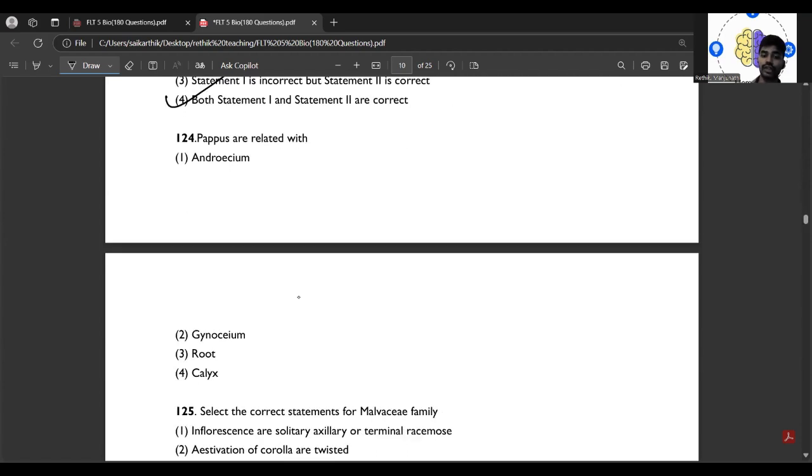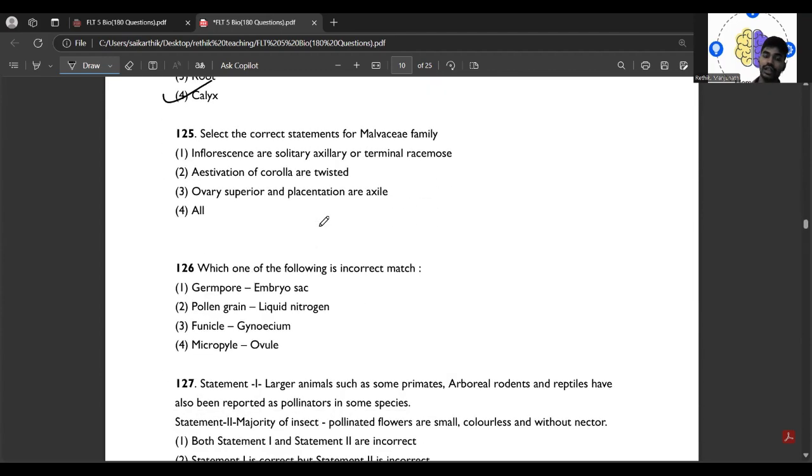So 124 is, papayas are related with what? Papayas are actually related with calyx, right? Because the calyx is a part of the individual floret that surrounds the base of the corolla tube in the flower. Correct. So 125, select the correct statement for the Malvaceae family. All of them are correct.